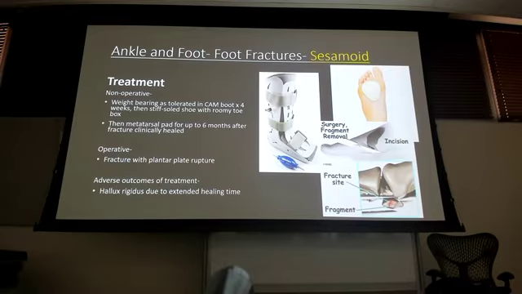Treatment really is weight bearing, put them in a cam boot, and then progress to a stiff-soled shoe. Then they got to wear a metatarsal pad for 6 months afterwards till the fracture is clinically healed. If it involves a plantar plate fracture with plantar plate rupture, then they would do operative repair. Once again, we worry about adverse outcomes with this, like that hallux rigidus, just because of the healing time and the limited movement we have in that joint.